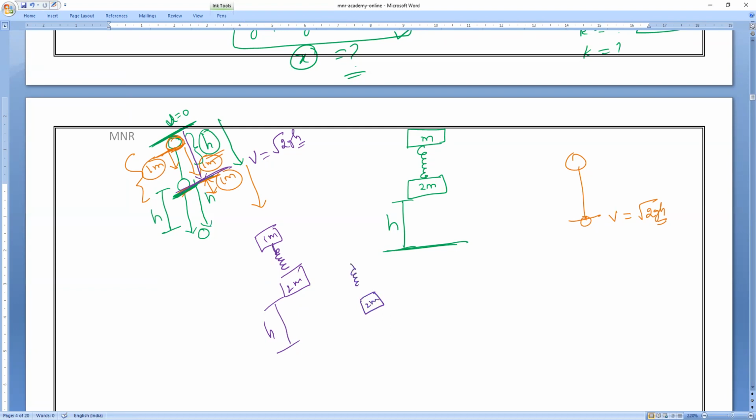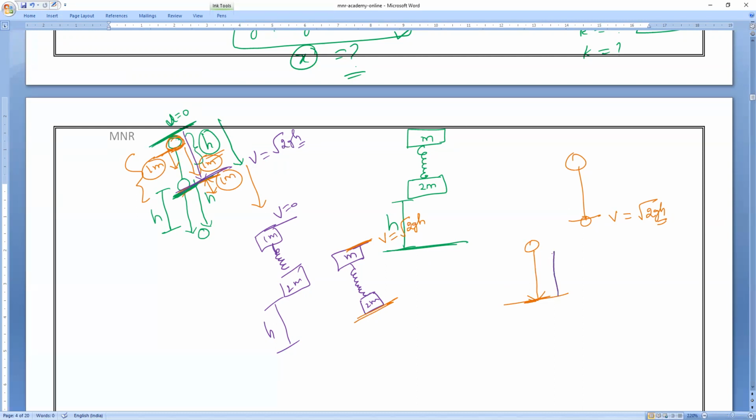Now, it is due to the spring that after traveling, this body came here, and here the velocity is 0. What is the velocity of this body at this point after traveling h meters? V is equal to root over 2gh. This spring is going to hit the surface. If I hit a ball towards the ground, will it stop there? What will happen, guys?